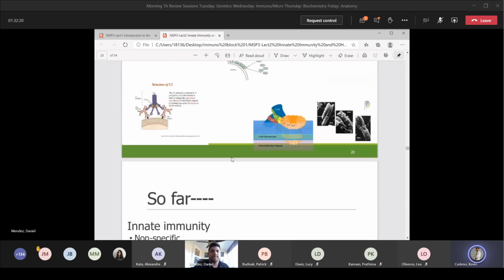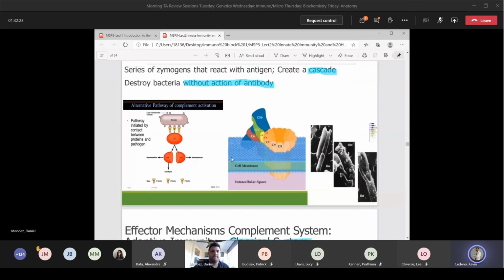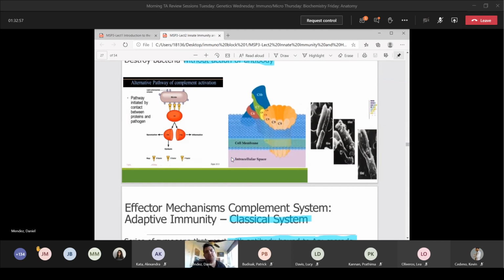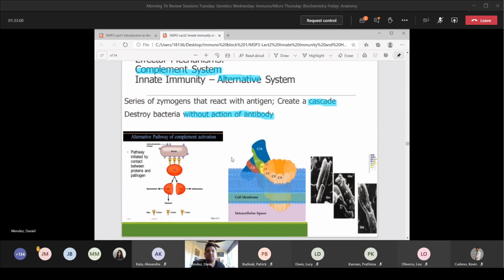Is it safe to say that the alternative is constantly going while the classical requires some kind of PAMP or pathogen to start it up? So yes and no. The alternative is usually on constant surveillance, but it does require a PAMP. It would require recognition before it can actually start the cascade and break down the zymogens to destroy the bacteria. The classical requires some sort of APC, an antigen presenting cell, to create the antibody, which will then call it into action. But the alternative is just constantly flowing, but it does require a PAMP.